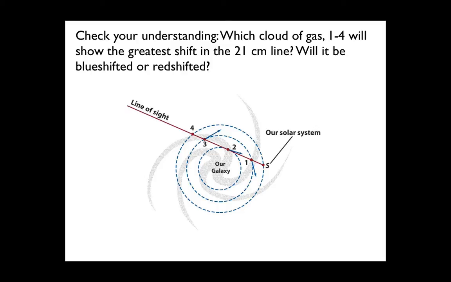And of course, that shift is going to be towards the blue side of the spectrum, so it's going to be a blue shift because the cloud is moving towards us, and so the wavelengths emitted are getting shorter.